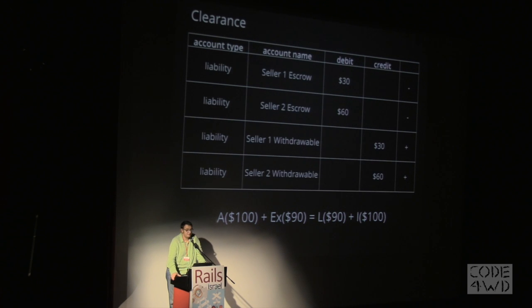Now, the clearance after 2 weeks, 15 days, 1 month, whatever, means that these funds will be released and our sellers will be able to withdraw this money, or this money will be withdrawn automatically by some automatic payment using PayPal, Stripe, whatever. So we just move money from one liability account to another liability account, and sellers have access to their withdrawable accounts. And now they see that they have $30 and $60 respectively on their withdrawable accounts.